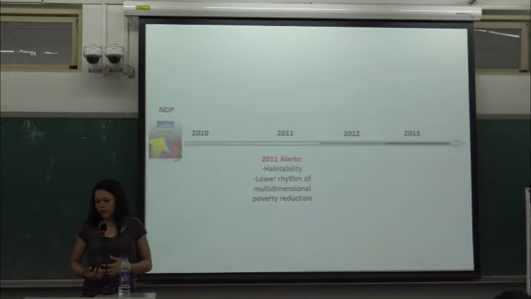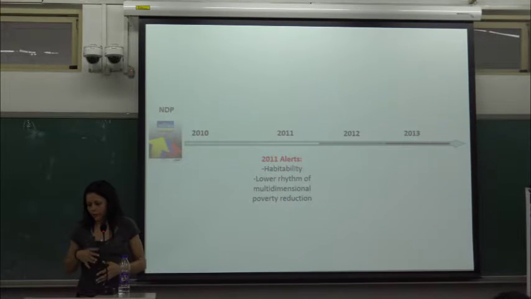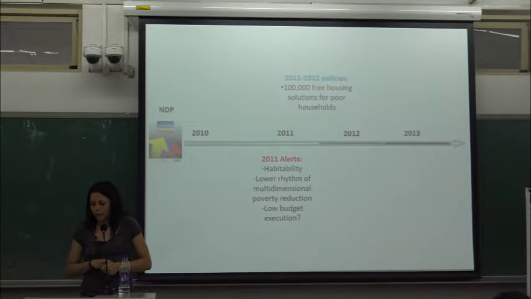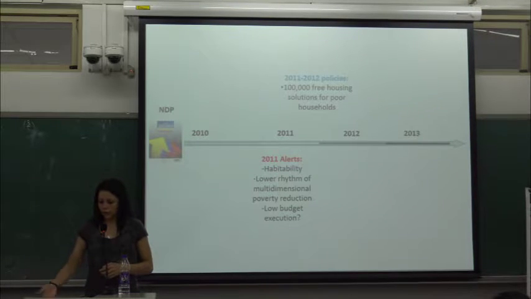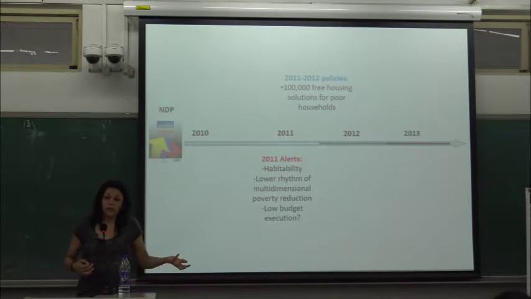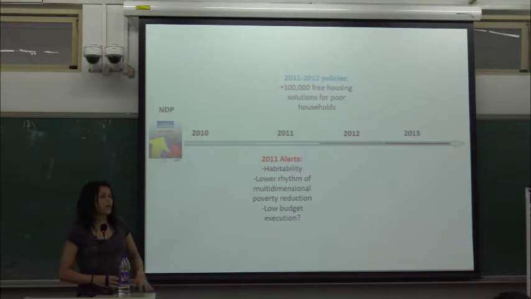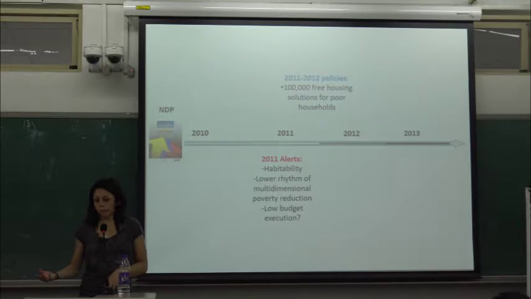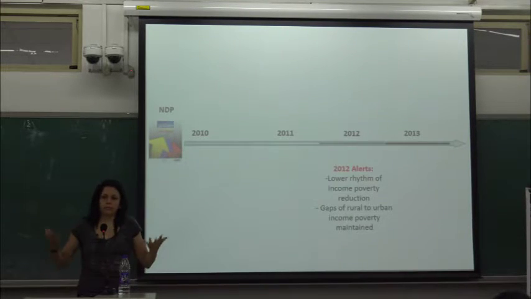And then in 2011, they have again the alert of habitability, and they realized that the multidimensional poverty index was not moving really fast. So the goal was not going to be achievable if they kept like that. So they say, okay, we have problems with habitability, and in 2010 we had as well, so we need to do something about that. So we are going to give 100,000 free housing solutions for poor people. And in that order, they improve the housing of the individuals.